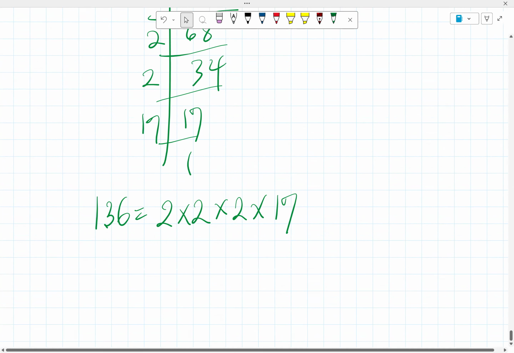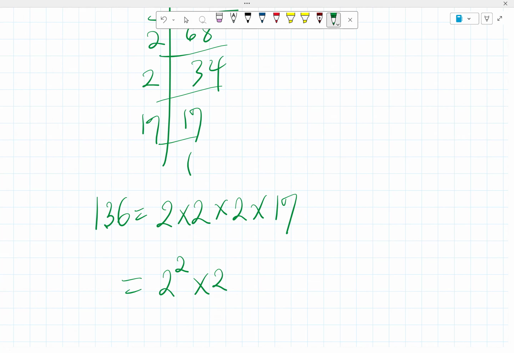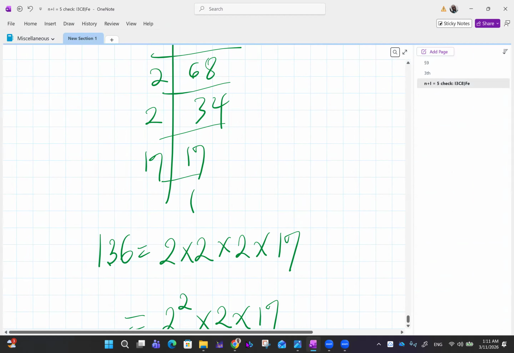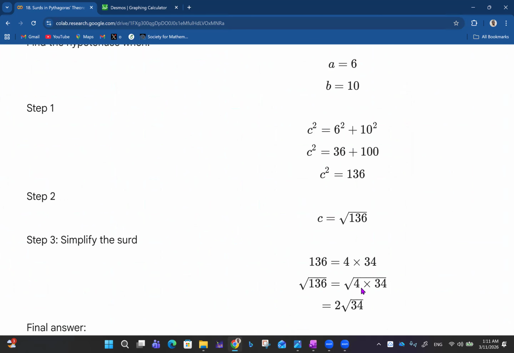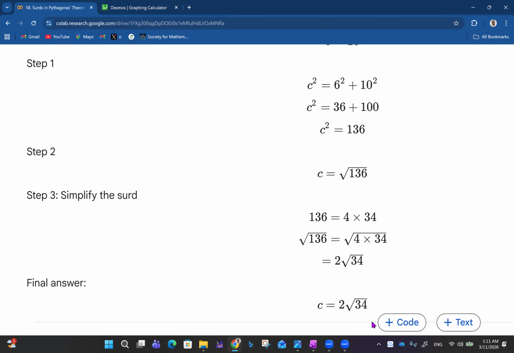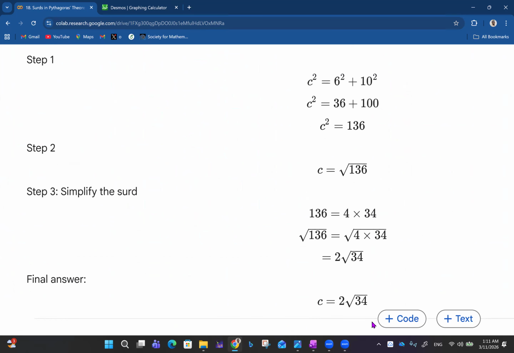And since we are talking about square roots, you want to group them into twos. You want to see numbers that can appear in pairs. So you have 2 squared times 2 times 17. So this is clearly a perfect square. So that means you have 4 times 34. So 136 can be broken into 4 times 34 because 4 is the biggest perfect square you can get out of it. So that means 2 root 34. So your final answer is simply 2 root 34, and you leave it like that to preserve the answer.